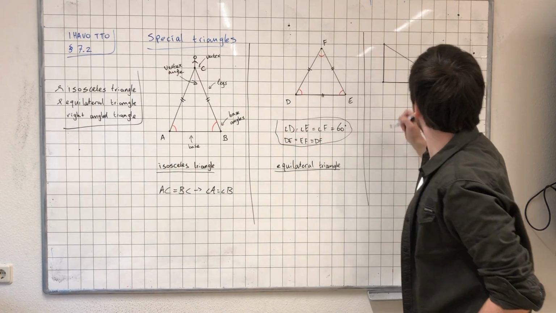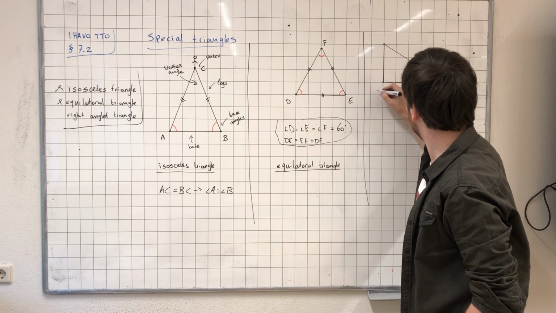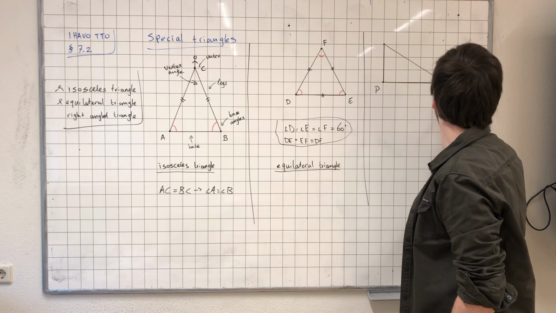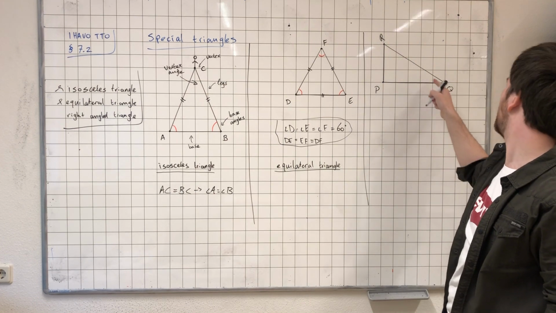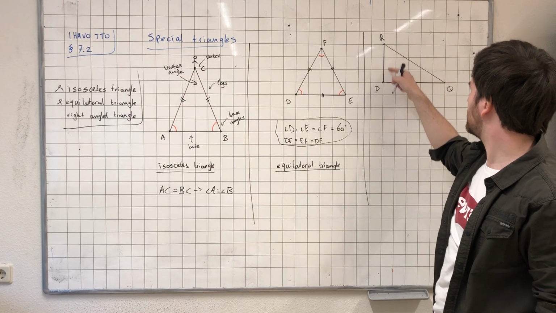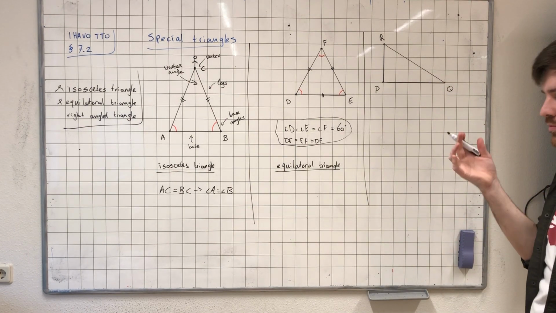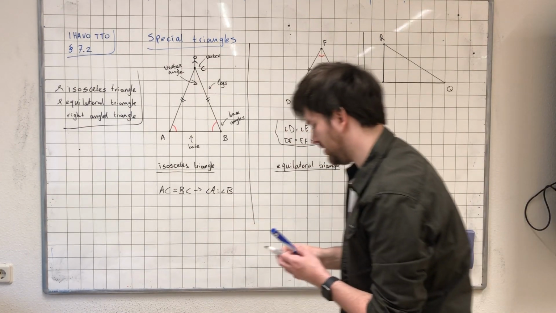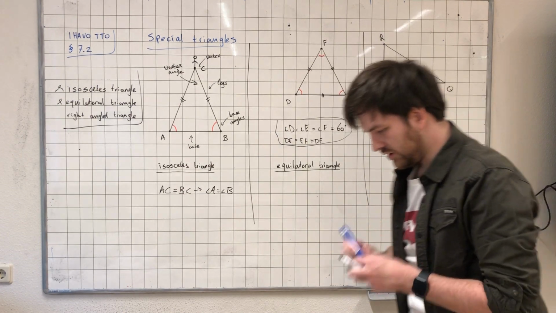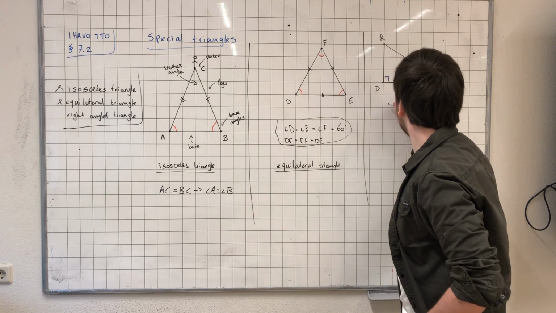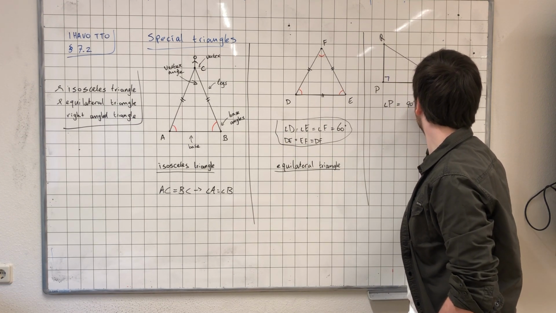In this triangle, let's use names, PQR. PQ is not the same as QR. It's also not the same as PR. All of these lines are different. So what's special about it? Well, it's basically very simple. It's this thing. Angle P is 90 degrees.